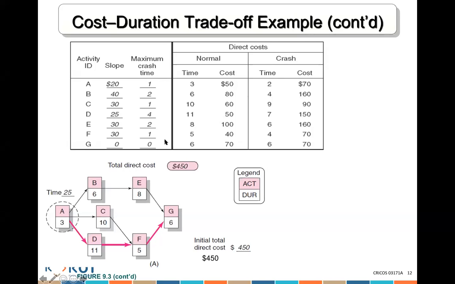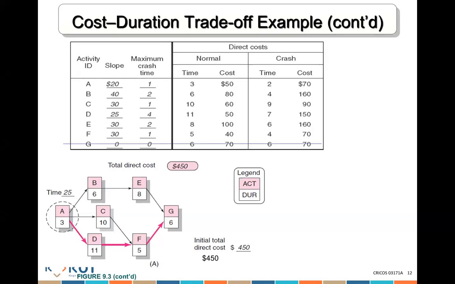So you notice I'm going to put a line here. That's it. So there's a line and it says we cannot crash activity G. Now what we are left with is A, D, or F. Which one is the cheapest? Is A cheapest to crash? Is D cheapest to crash? Or is F cheapest to crash?